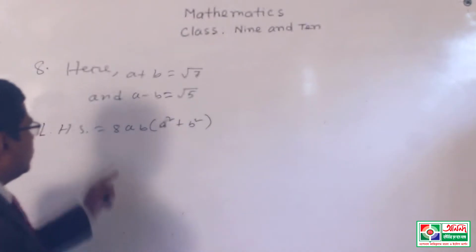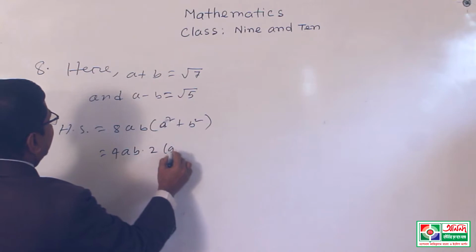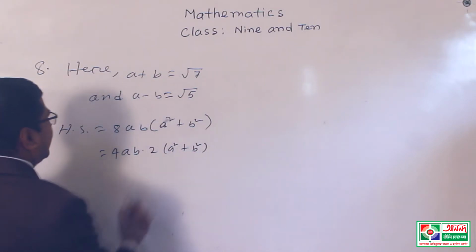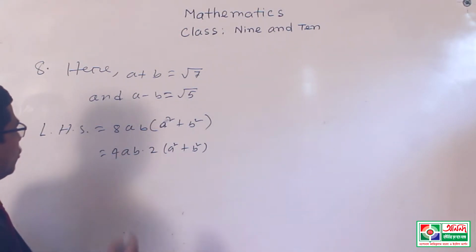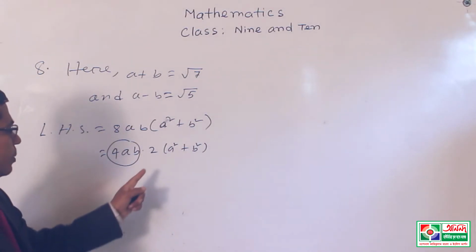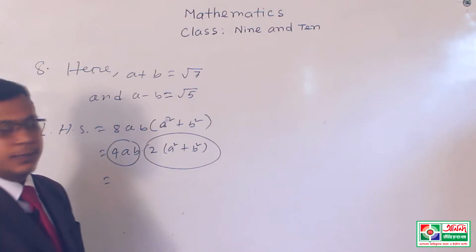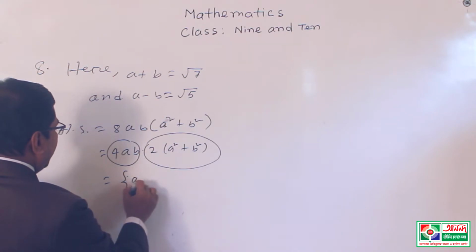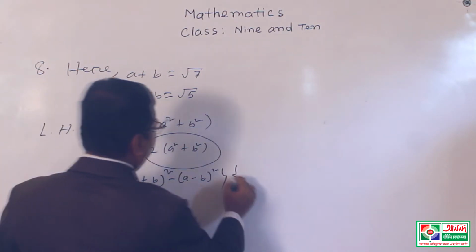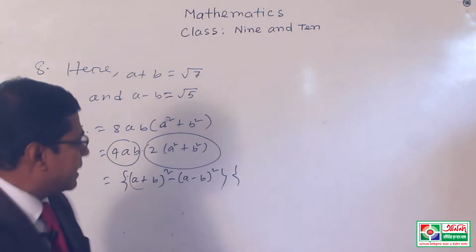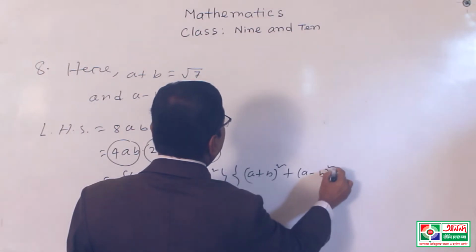Here look at, first we form the formula. Look at 4ab into 2 into (a square plus b square). We can write 8ab in two parts, 4ab into 2, and for 4ab we can apply the corollary of 4ab, and we can apply the corollary of 2 into (a square plus b square). We know the corollary of 4ab equals (a plus b) whole square minus (a minus b) whole square, and the corollary of 2 into (a square plus b square) is (a plus b) whole square plus (a minus b) whole square.